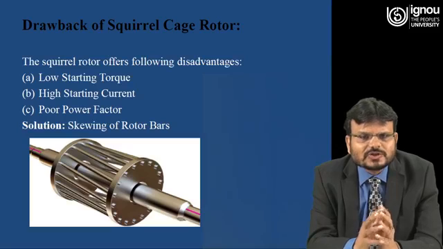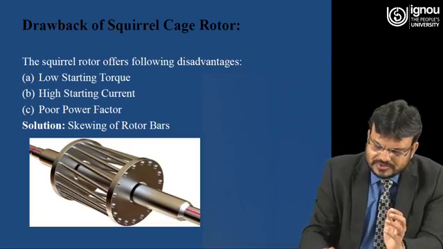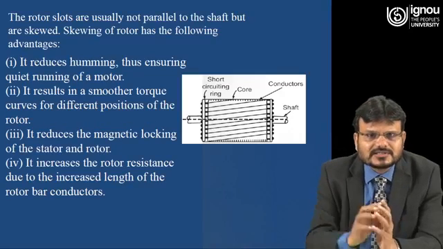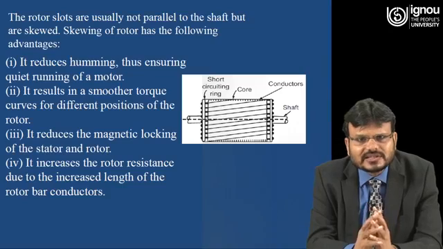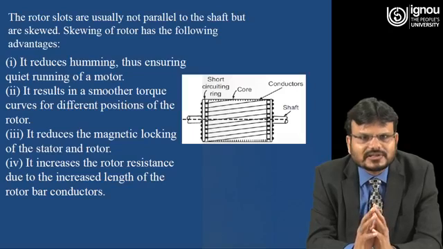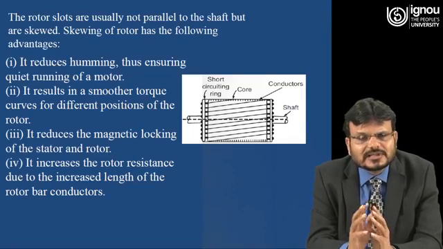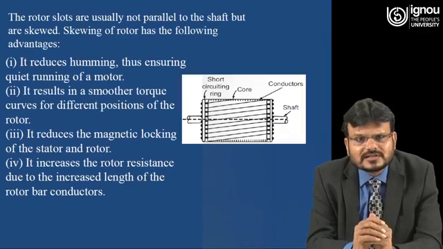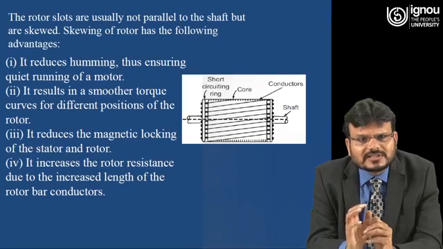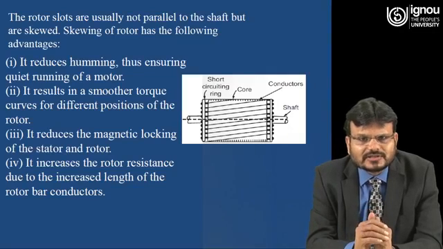The solution is skewing of the rotor bar. How is skewing useful? It can be discussed here. The rotor slots are usually not parallel to the shaft but are skewed. Skewing of the rotor has the following advantages. What are those advantages? It reduces the humming. That means sound will be less, that means it will ensure the quiet running of the motor.